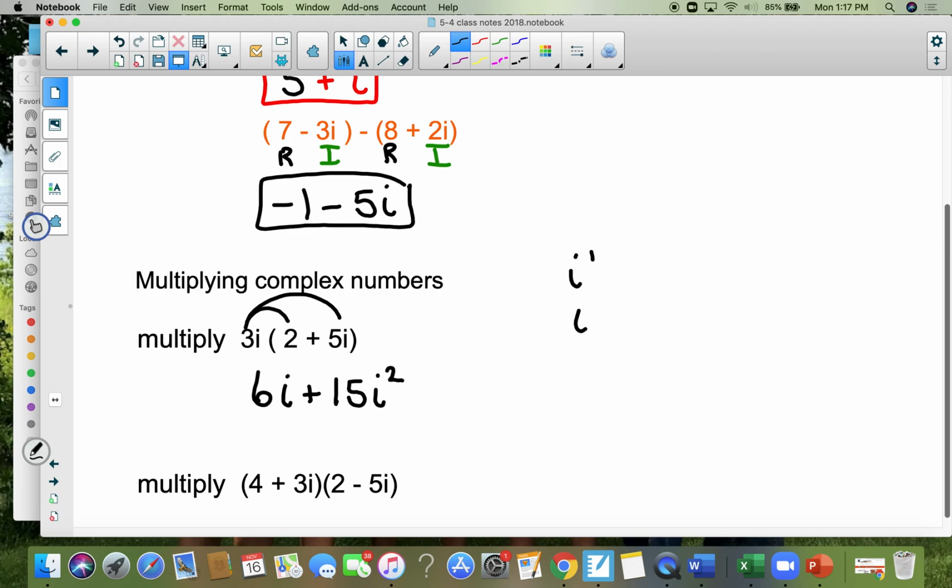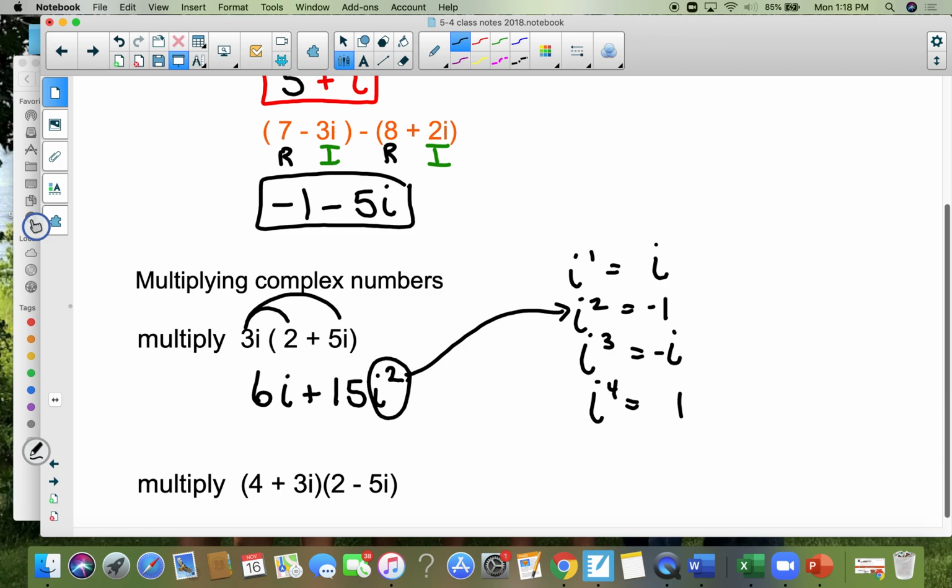I to the first, I to the second, I to the third, and I to the fourth, with the negatives in the middle. I can look over at my chart to show me that I squared is the same thing as a negative 1, which ends up making this a negative 15. So it's a negative 15 plus 6i. Final answer. You usually write the real part and then the imaginary part second. Okay, let's keep going.